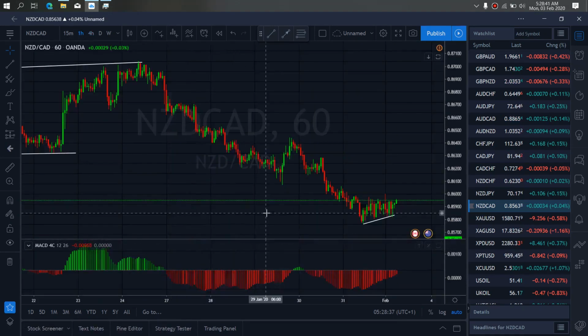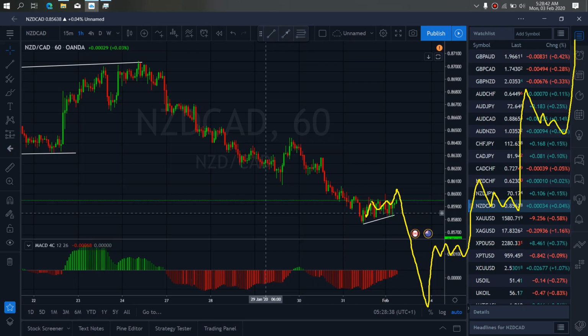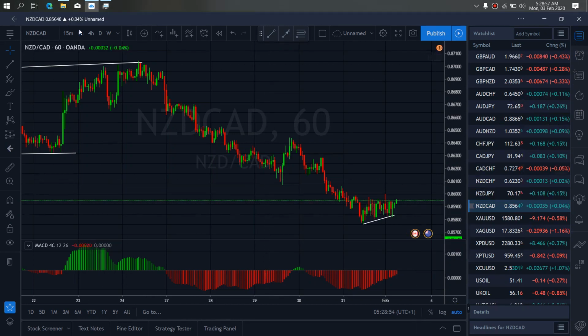If we zoom to the 1-hour time frame, we want to watch out for this sale. This drop will come through before the reversal upside. So we want to watch out for a drop first and then buys on New Zealand CAD this week. This is what we want to watch out for as they develop. So we'll be on the lookout.